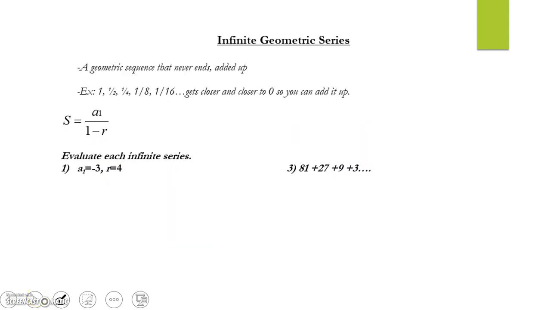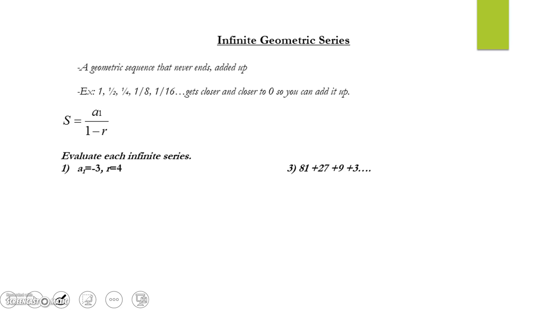The next one is a very short formula. It's called infinite geometric series. It's a geometric sequence that never ends. You just add it up. So an example would be 1, 1/2, 1/4. This keeps getting divided by 2, so it gets closer and closer to 0. So you're basically just estimating what it would be when you add it up.